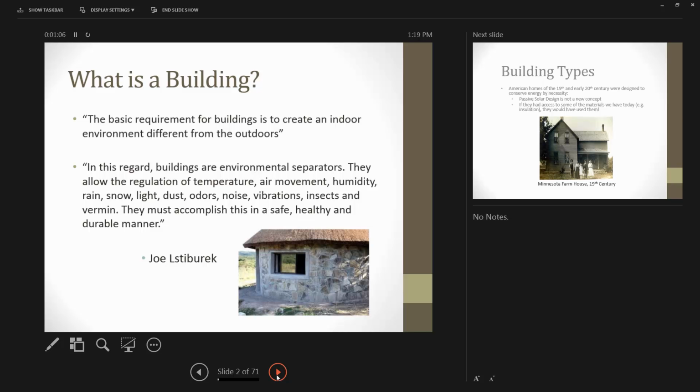But the second part of the definition is really what we're looking at. A building can be a lot of different things, but it's the environmental separator, and that's really what it's designed to do. It's designed to separate the indoors from the outdoors. And thinking about the building in that context is really one of the most important things in how we control all those different things, from the temperature to the moisture migration, air movement, and we do it in a safe and healthy manner.